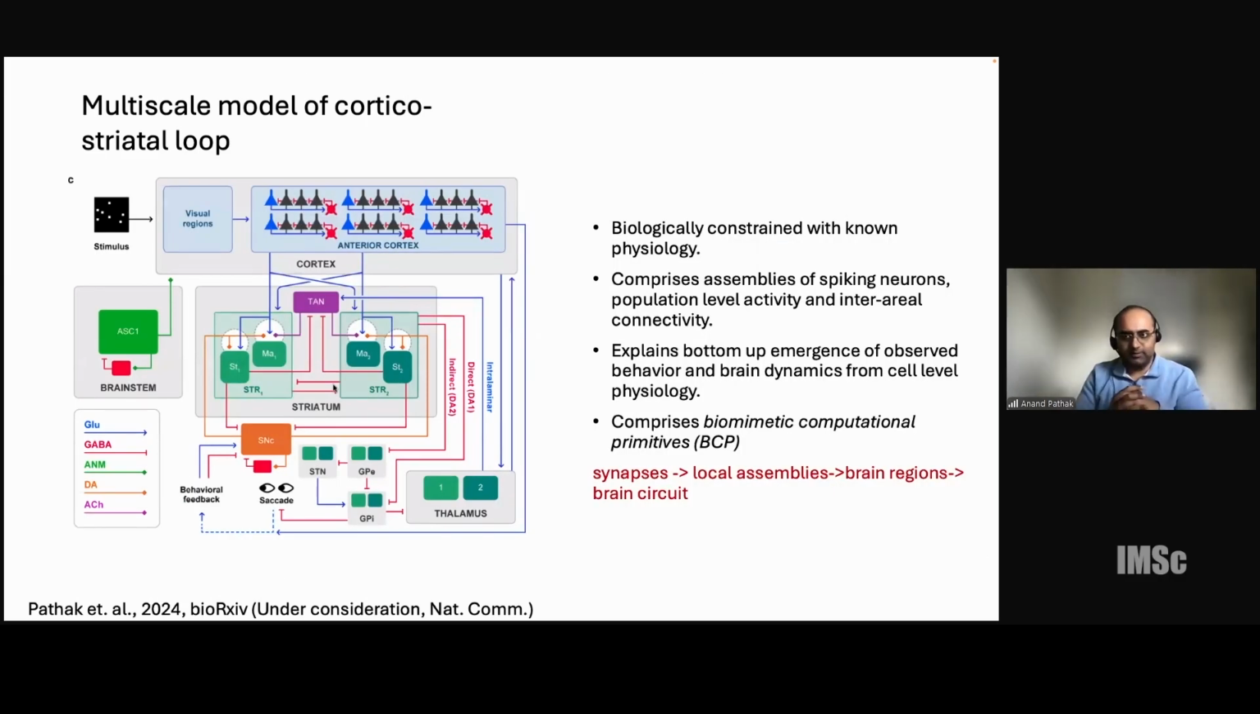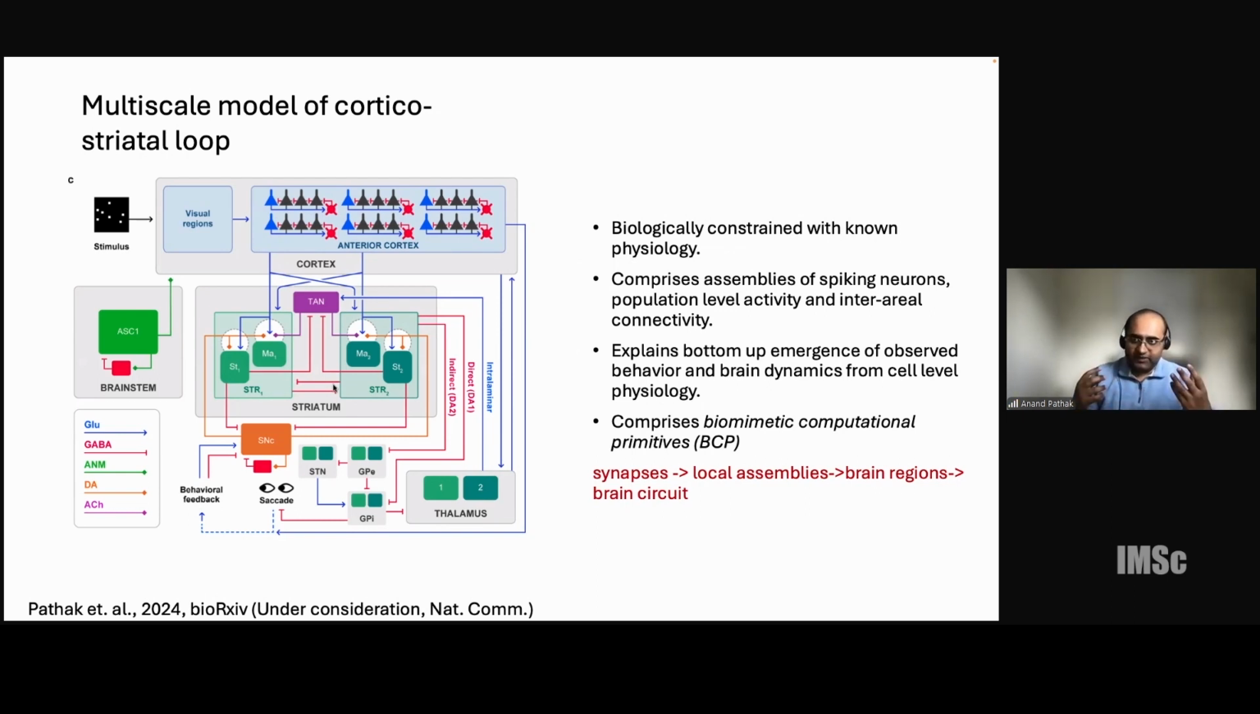So, coming back to the model. As I said, there are certain properties you want in the model. It has to be multi-scale. It has to be biologically constrained, which means you cannot make too many abstract theoretical assumptions. You have to follow what we know from the physiology and the anatomy of the brain, what is connected to what. It should have spiking neurons. It should have spatiotemporal firing patterns, and it should have brain regions, so the connections at the level of brain regions.